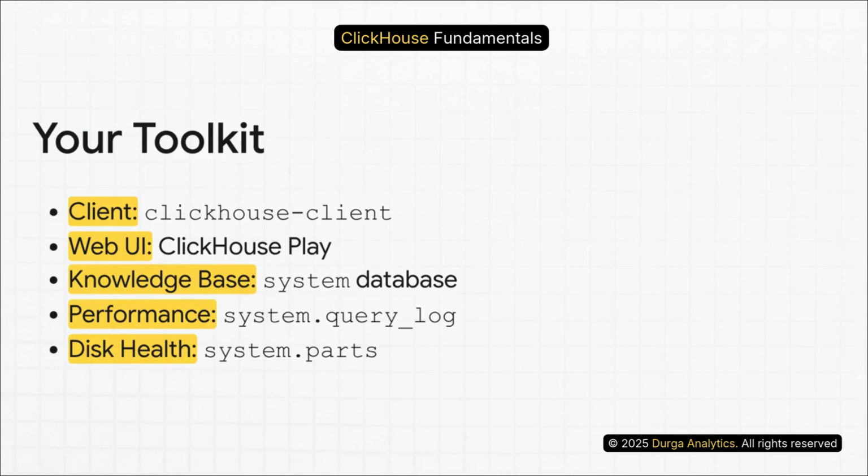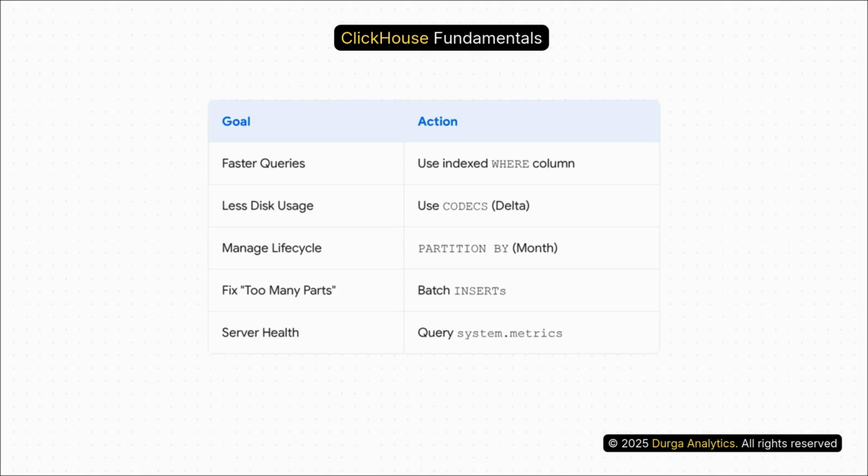And look at the toolkit you've built up. You're now comfortable with the command line client, you've poked around in the web UI, and you've learned how to query the incredibly powerful system database. You can monitor performance with system.query_log and check on your table structure and health with system.parts. These are essential tools. Think of this table as your go-to cheat sheet for all the key actions you've mastered.